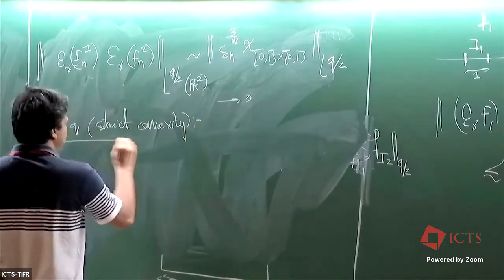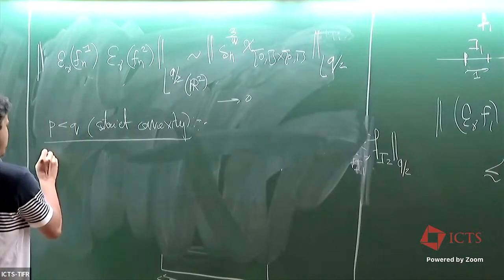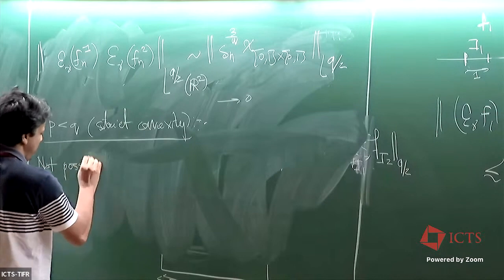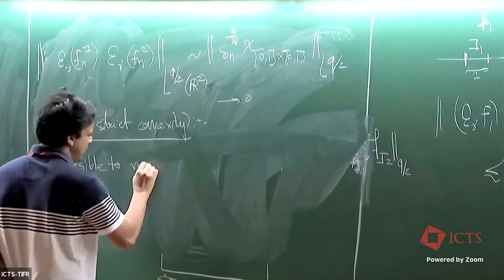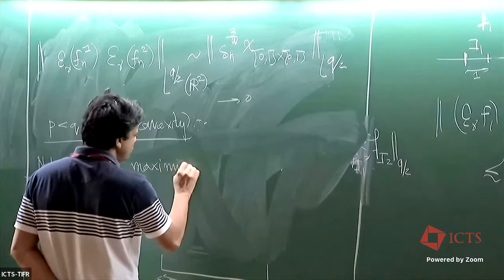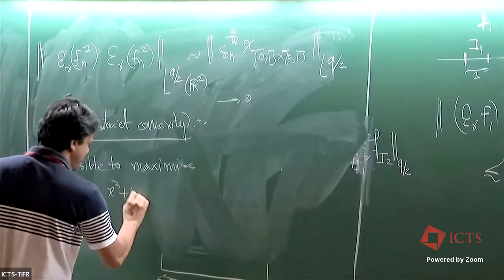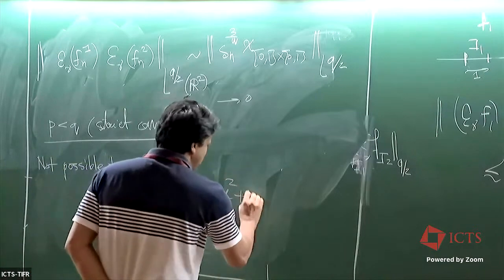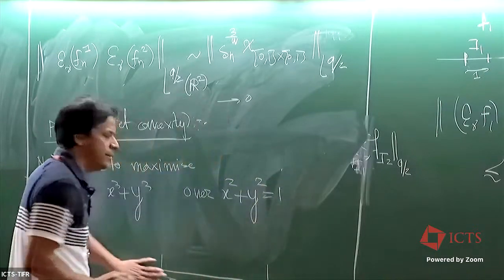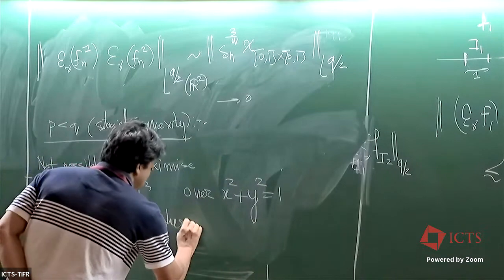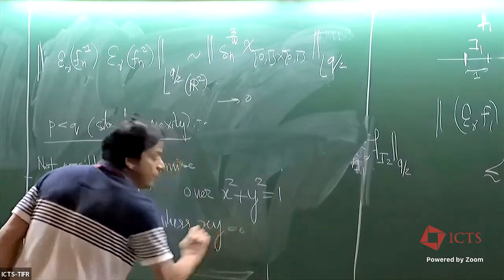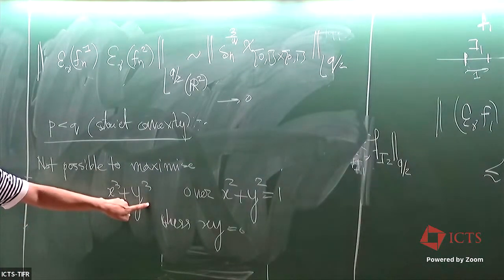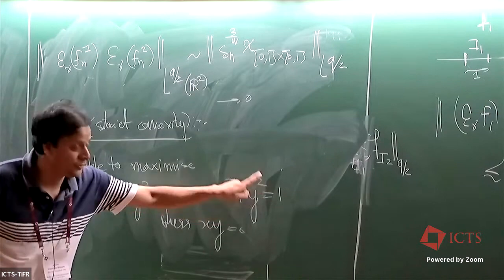So I'm not going to give the formal proof, but the idea is that it's not possible to maximize (x cube plus y cube) over x square plus y square equals 1, except for the trivial case where x or y is 0. Either x is 0 or y is 0, otherwise this will never obtain the optimal point on this unit circle.